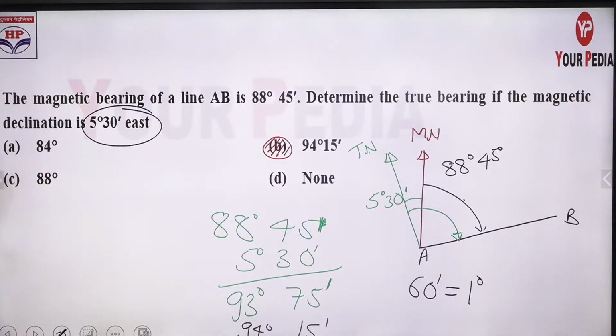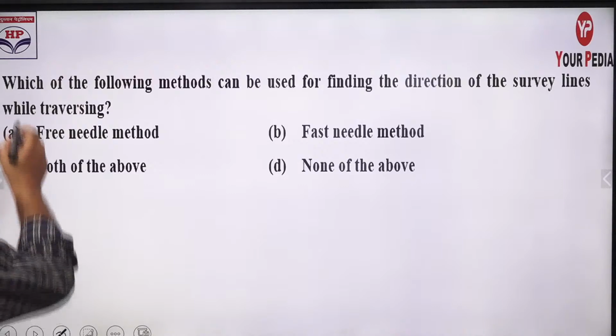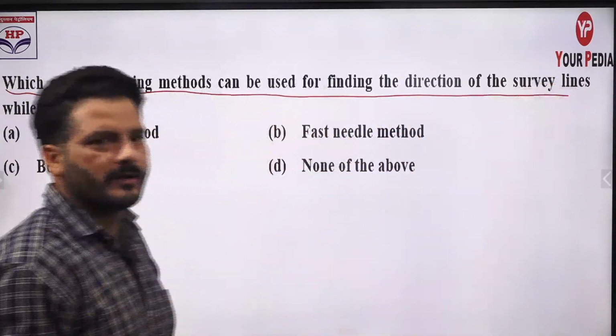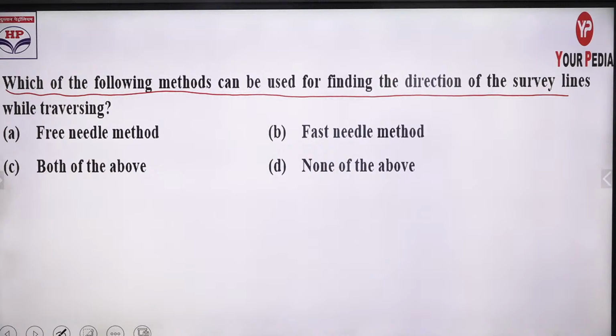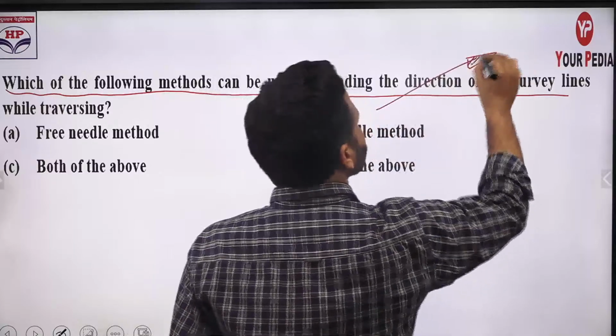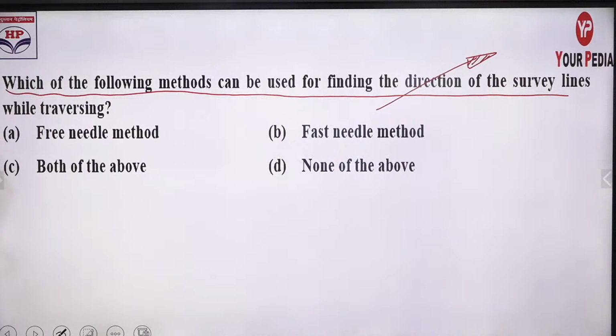So let's proceed to the next question. So what we have next? Okay, next question, which of the following methods can be used for finding the direction of survey lines while traversing? So guys, questions like this one in which he is asking the direction of the survey line, that is quite important. So you have to read the question very carefully. Direction of survey line is nothing but your angle bearing. He's asking about the bearing. In which method you can find the bearing of survey line while traversing?